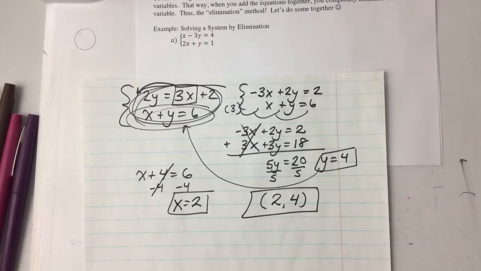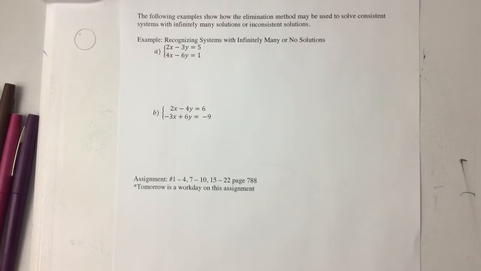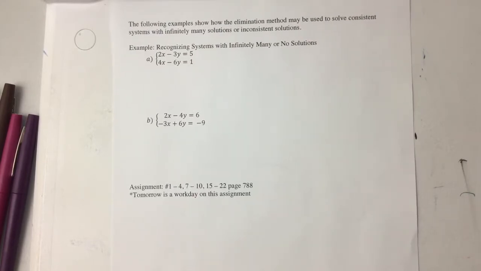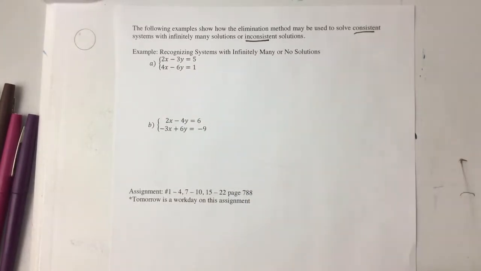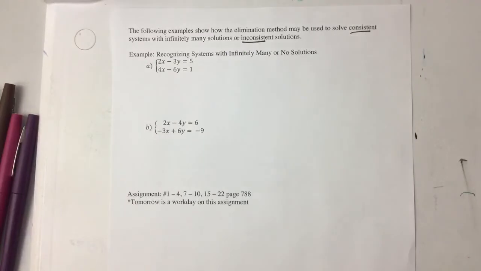Okay, so far we've covered 3 methods for how to solve systems of equations. We graphed both by hand and by Desmos. We did the substitution method, and we did the elimination method. One thing that we haven't covered is, well, what happens if you end up with an infinite amount of solutions? Or what happens if it's no solution? So just being able to tell when things are inconsistent or consistent. Okay, so here are 2 examples where that's going to happen.